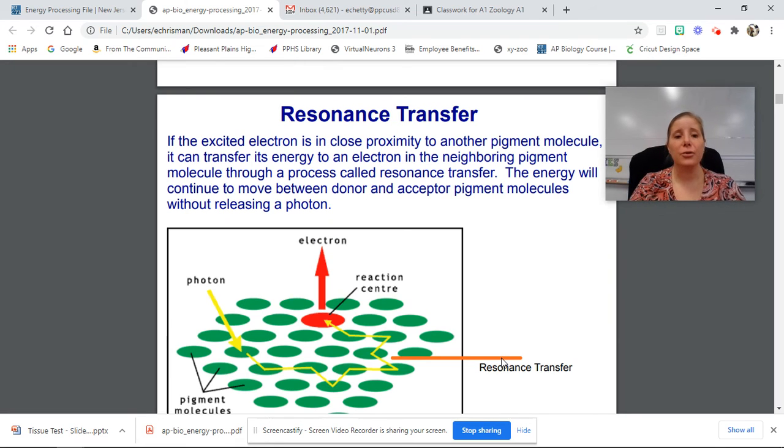And then there's resonance transfer. I talked about it through sound, but here it is with light going through the pigment molecules of chlorophyll. The photon was absorbed. It shook until it got to the reaction center. So this is all energy transfer, resonance transfer, and then out through the electron. The energy will continue to move between donor and acceptor pigment molecules without releasing the photon. So the photon isn't released. No light is being released. That shaking is being transferred all the way through.